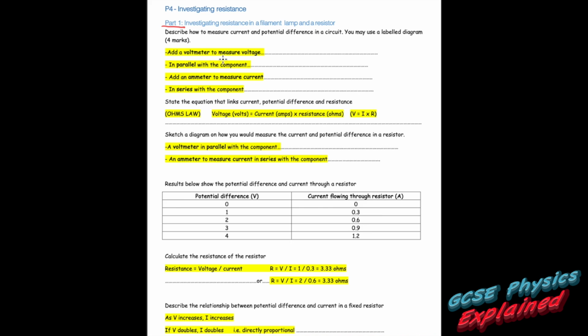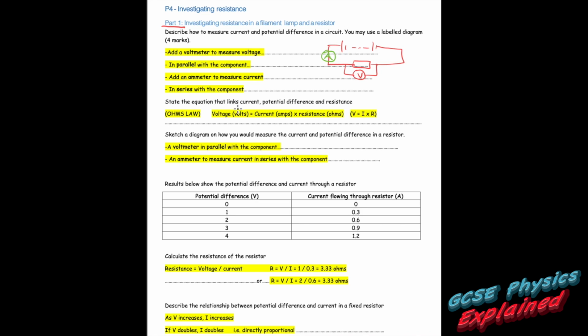So you'd have to add a voltmeter to measure voltage in parallel with the component. So if we quickly drew a circuit, and there's a resistor, you'd have to have your voltmeter across in parallel to the component. And you'd have to add an ammeter to measure the current in series with the component. So for example, you could pop the ammeter in there. You could pop it in anywhere you wanted along the main part of the circuit.